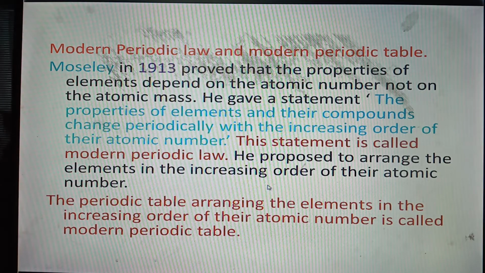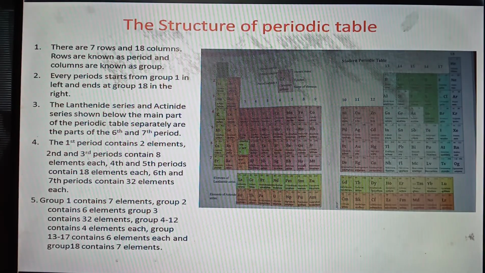Moseley proposed to arrange the elements in the periodic table in the increasing order of their atomic number. The periodic table arranging the elements in the increasing order of their atomic number is called modern periodic table. Today we shall discuss the structure of modern periodic table in details.